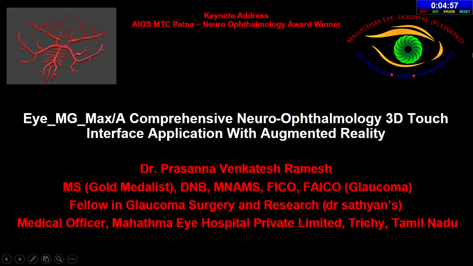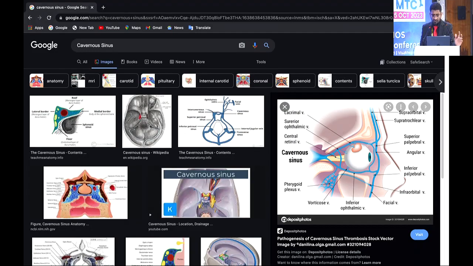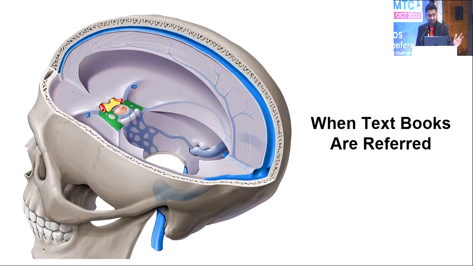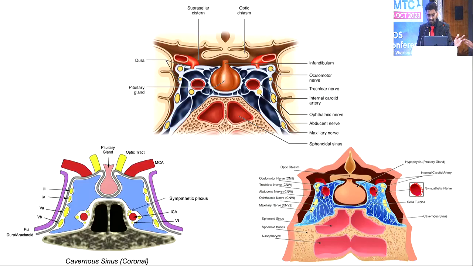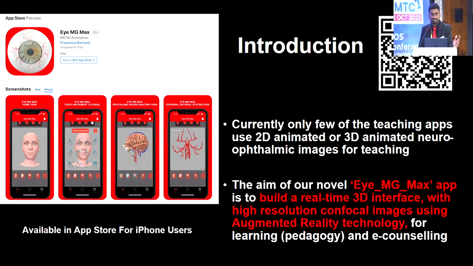This was the paper that was presented last year in the MTC, which won the best paper award. For the next few minutes, I have no financial disclosure, and this is simple basic sciences. I'm going to take you into the basic sciences of neuro-ophthalmology. There were many theoretical limitations of a concept. If you take, for example, an image of a cavernous sinus, or when textbooks are referred, there seems to be not really consensus about what it is that you really see, in a two-dimensional or in a three-dimensional plane: circle of Willis, or even for that matter any neuro-ophthalmic structure.